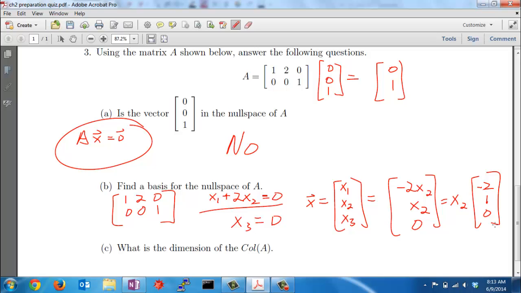Now, if there were 2 free variables, I would have x2 times a vector plus maybe x3 times another vector. That would be any linear combination of those 2 vectors. So that would be my basis, those 2 vectors.